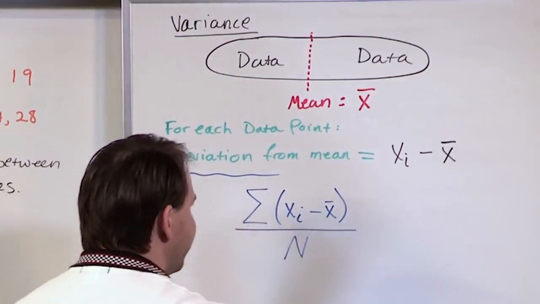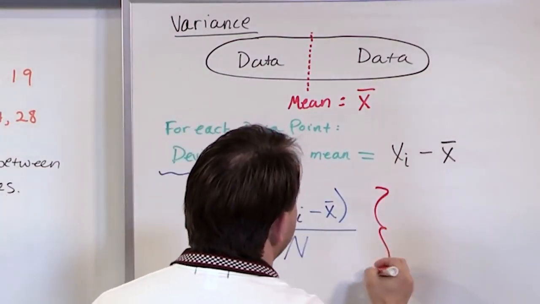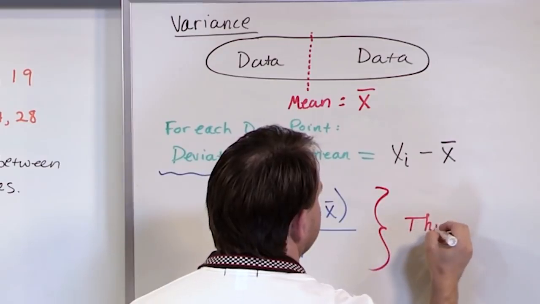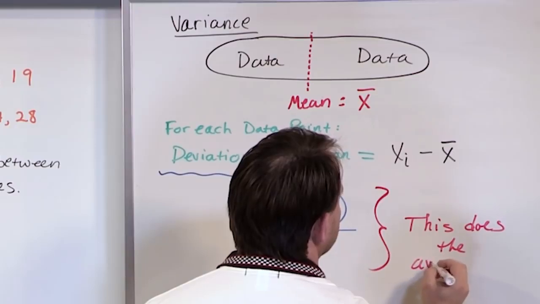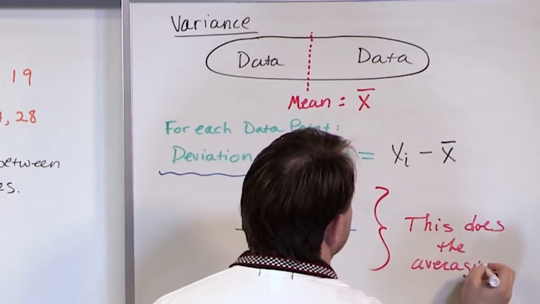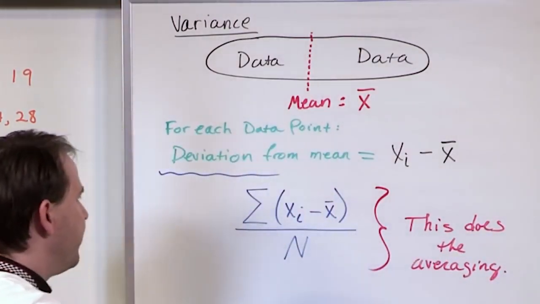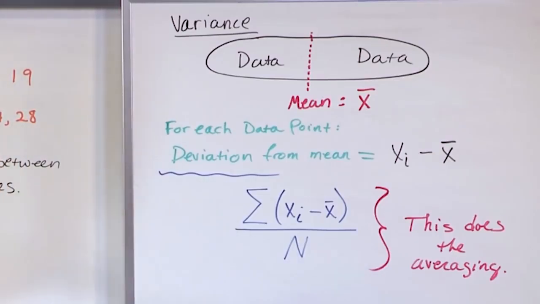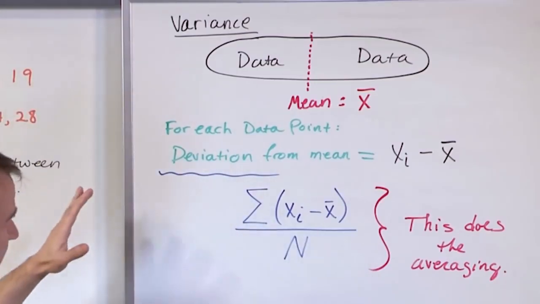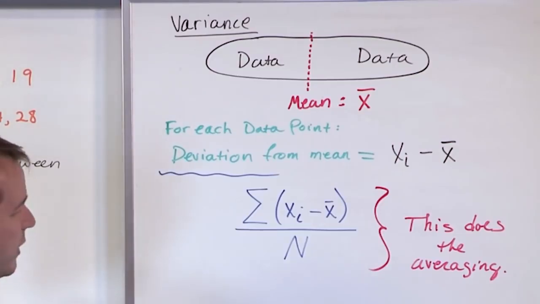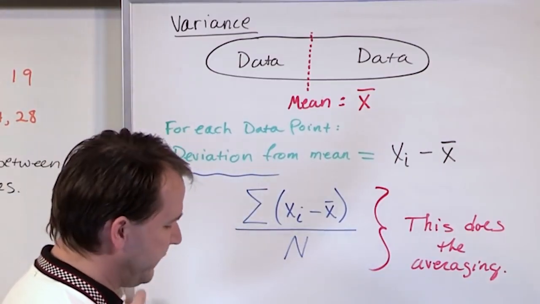All right, so let me write a couple things down here. I'm just going to put what I have on my page. This does the averaging. Now, this is not the final answer of what we really want to do to calculate the variance, because there's one big problem with this, but the thought process is what's important here. We're going to make one change to this and then we'll be done.